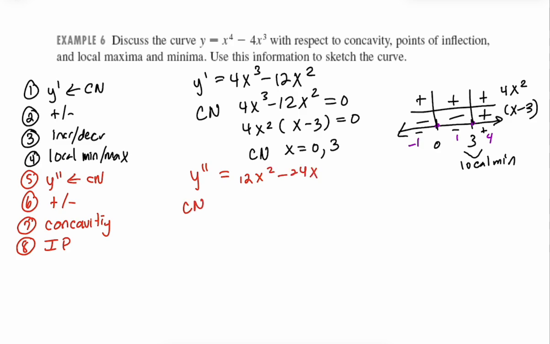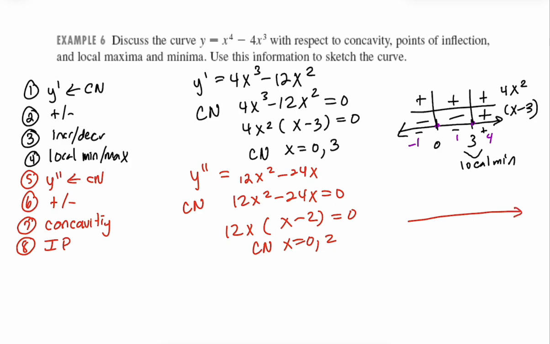The critical numbers of our second derivative, again, just set it equal to 0, or where it's undefined. For this particular function, we don't have to worry about that. It is factorable. They're both divisible by 12, and they both contain an x, so take out a 12x. If you take out a 12x, you are left with x minus 2. So the critical numbers occur at 0 and 2.